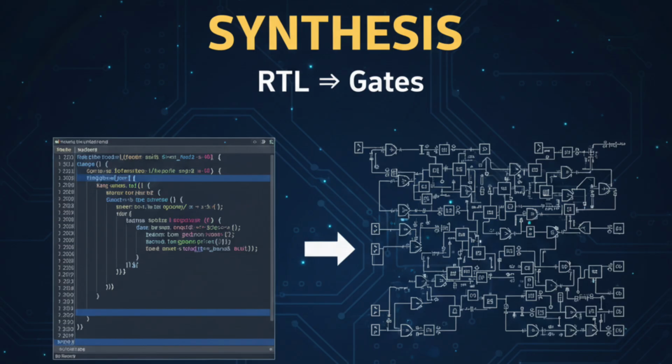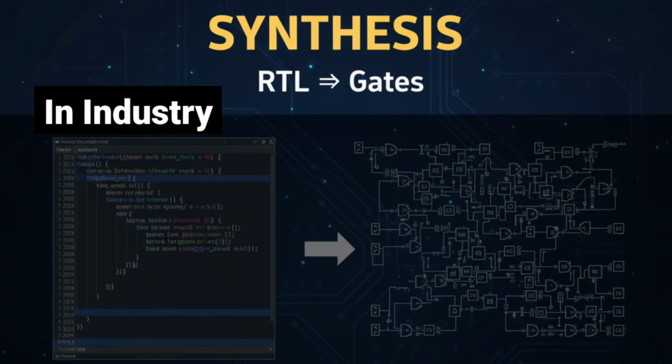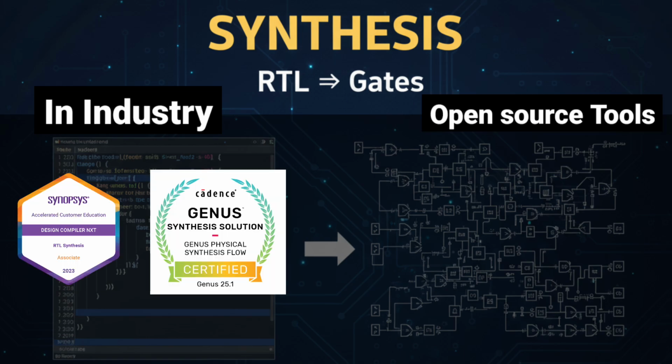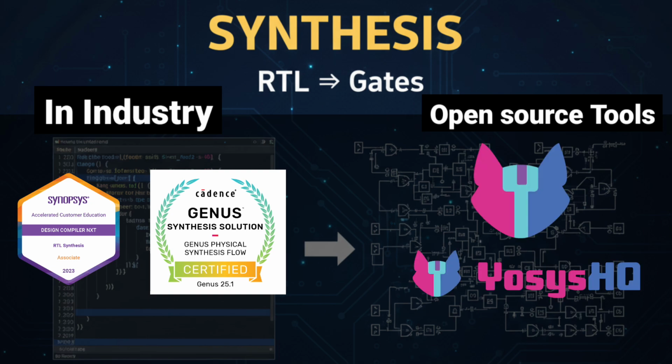Then comes synthesis. This is where many people get confused between tools and concepts. In companies, synthesis is done using tools like Design Compiler or Genus. But for learning how RTL turns into gates, Yosys is a very powerful open source tool. If you understand synthesis with Yosys, switching to any industry tool later becomes easier.